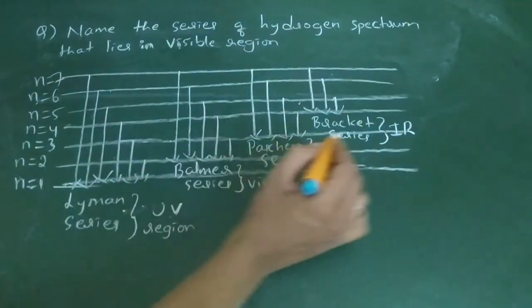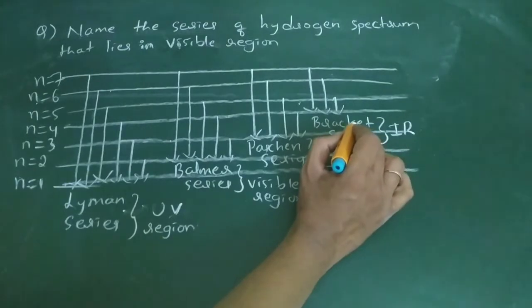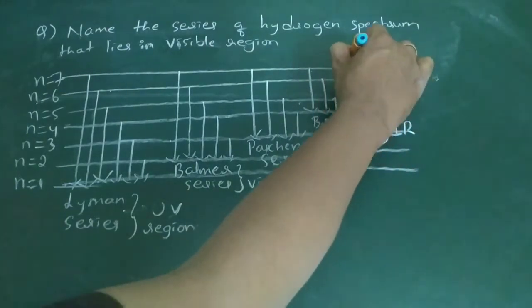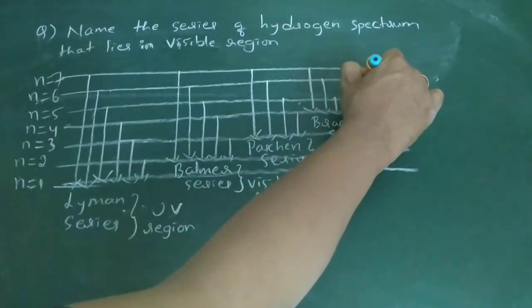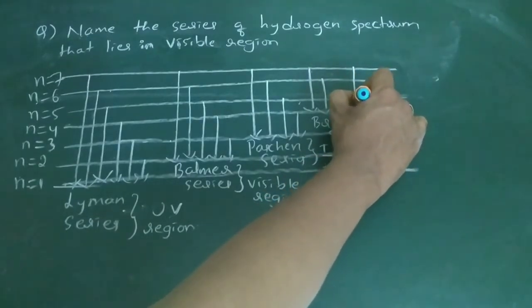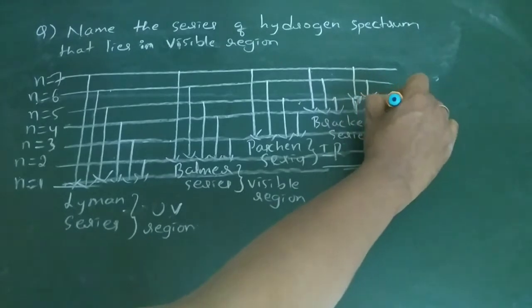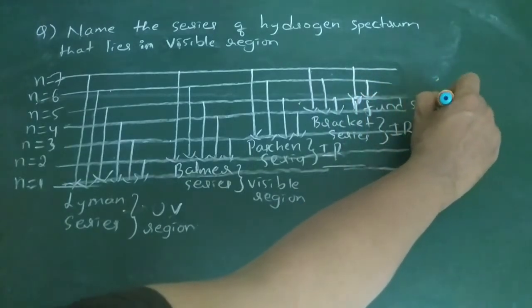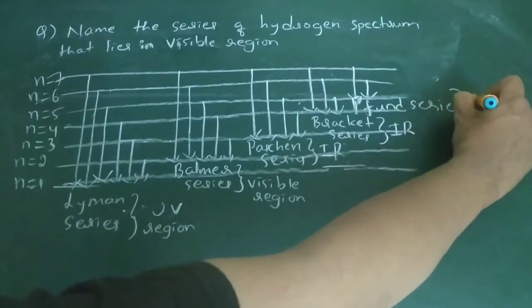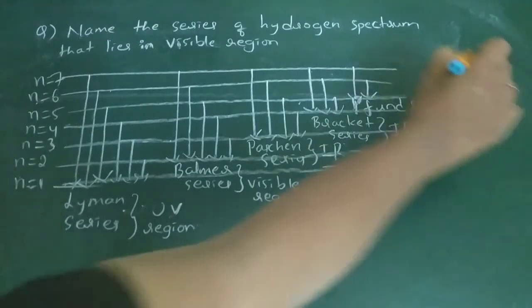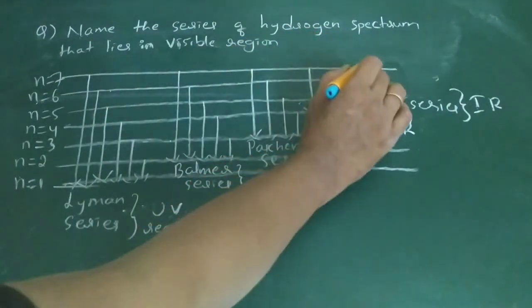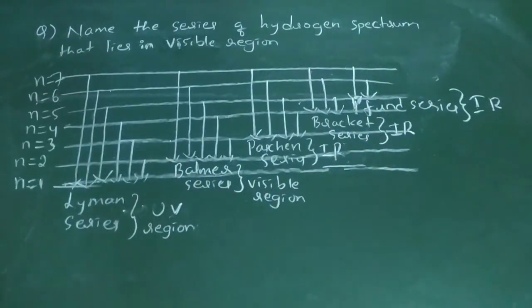Even if an electron jumps to the fifth orbit, from any of the orbits, this region we call the Pfund series. P-F-U-N-D, Pfund series. Now this also stays in the infrared region.